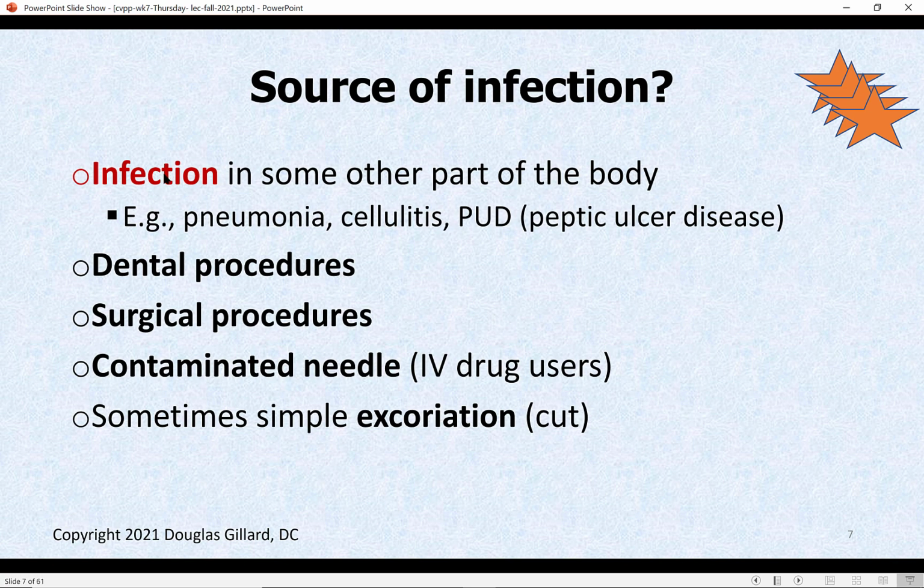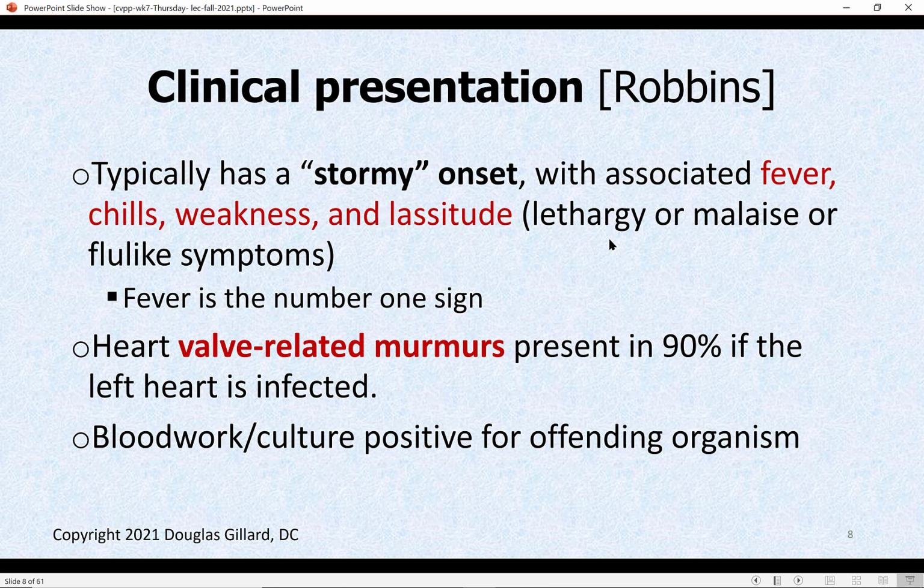And then probably another common one is just an infection somewhere else in your body. Maybe you have cellulitis. You got a spider bite and it got infected, and now you have cellulitis, and some of that got into the blood and stuck in the heart. Pneumonia, peptic ulcer disease, which can put a hole not on the outside of your body, but on the inside of your intestine or the inside of your stomach. That can do it.